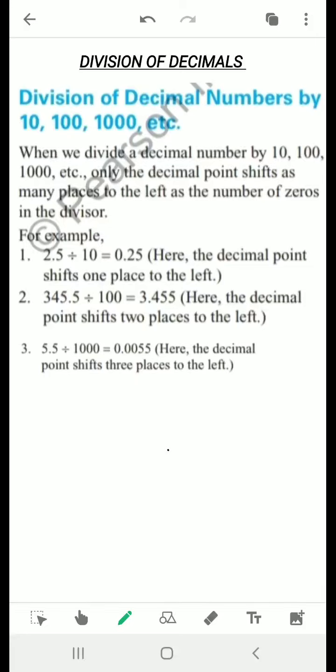Dear students, in this video I am going to explain division of decimals. In the last video I explained how to multiply decimals. Now have a look at division of decimals. First of all, in this topic also, we will learn how to divide decimal numbers by 10, 100, 1000, etc. If you need to divide any decimal number by 10, 100, 1000, 10,000, lakh, then how do we divide it?